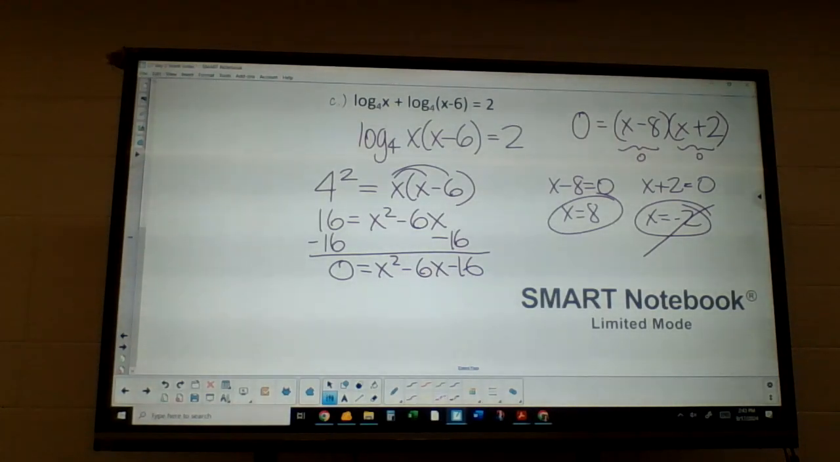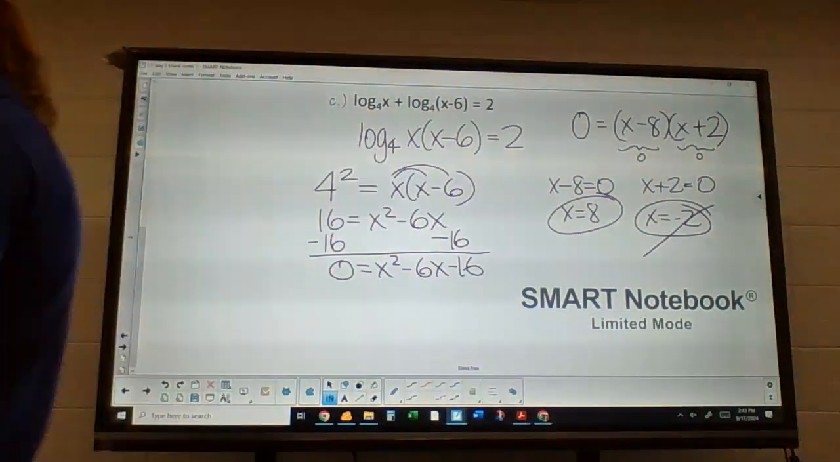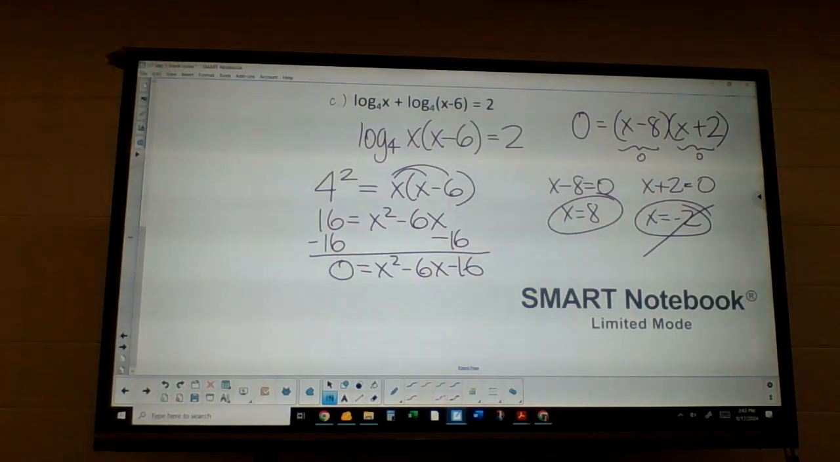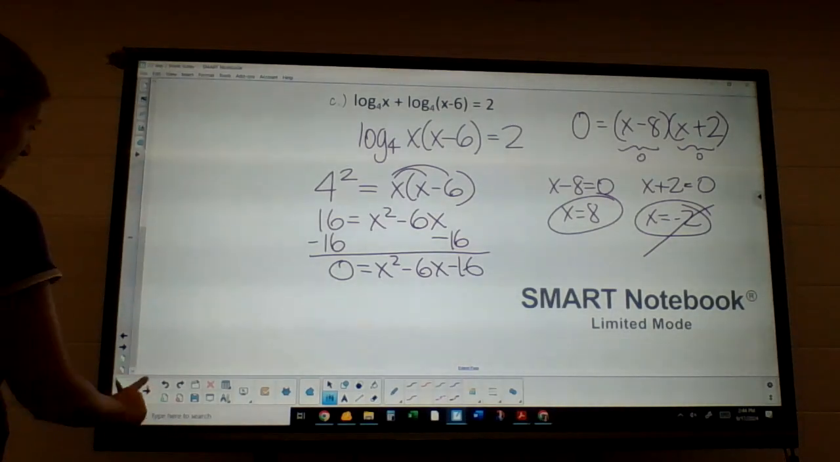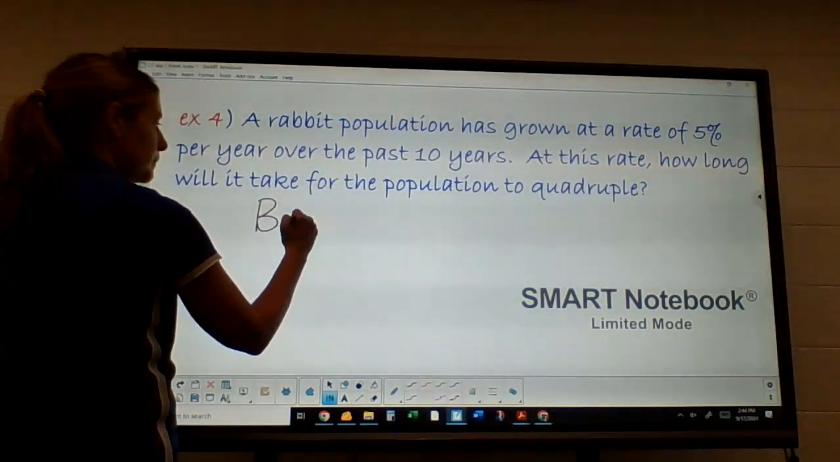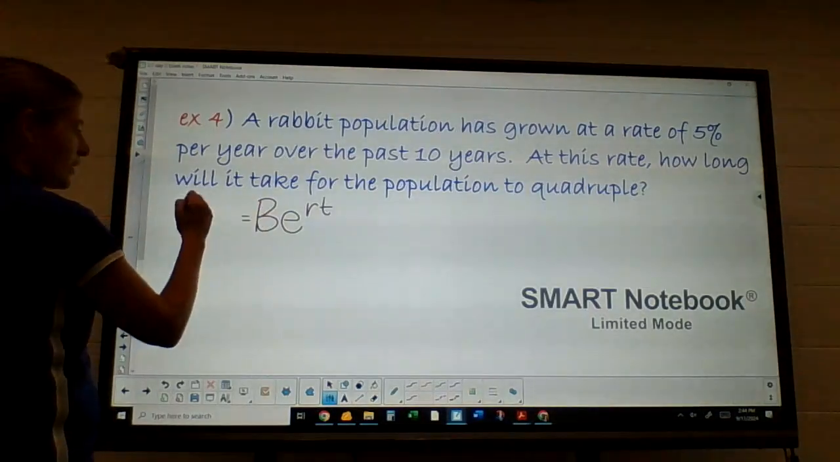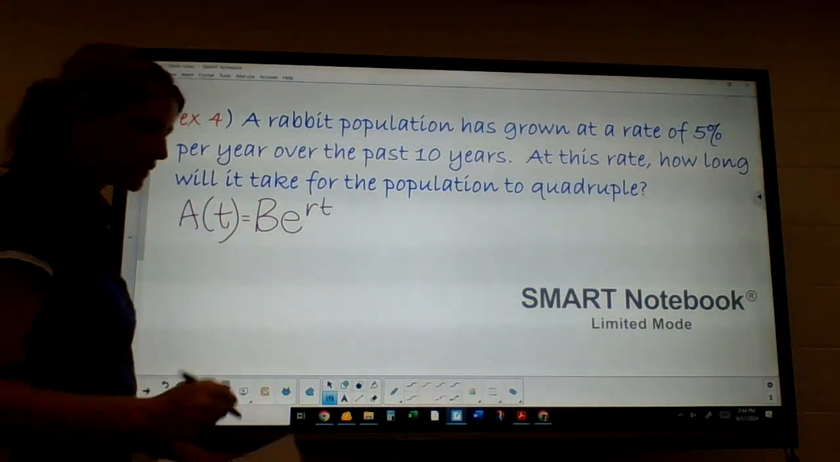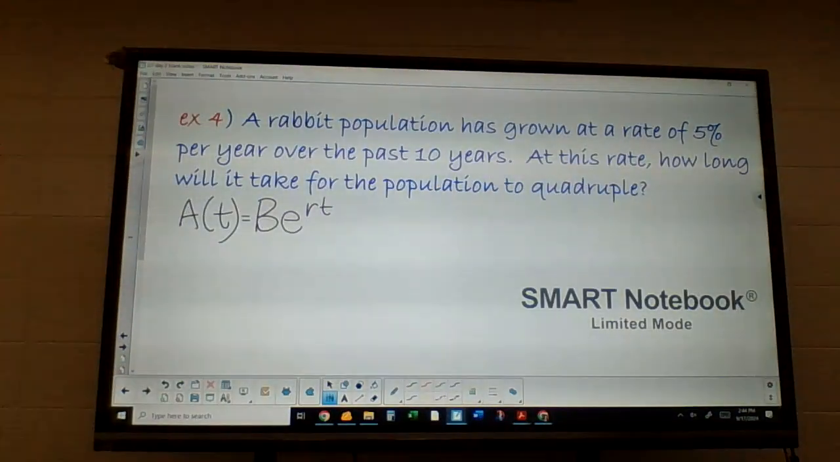All right, last thing here, our rabbit population. Our rabbit population is growing. We have a formula that tells us about it growing. Do you guys remember our formula? It has the funny name. BERT. Okay, so we're going to use the BERT formula.